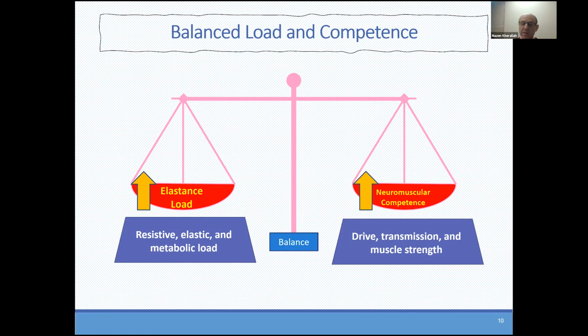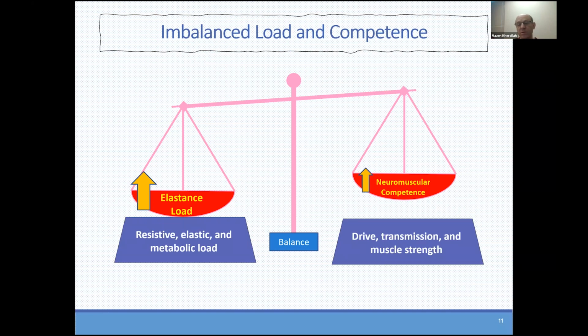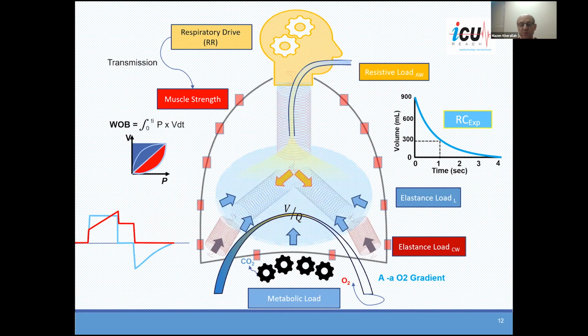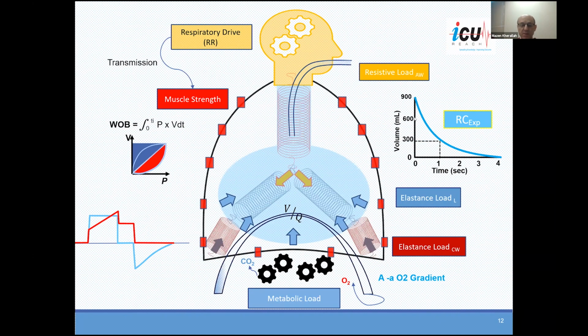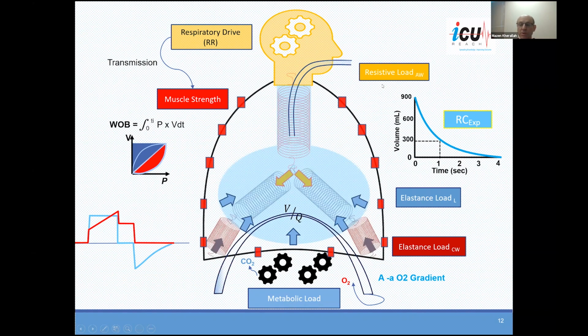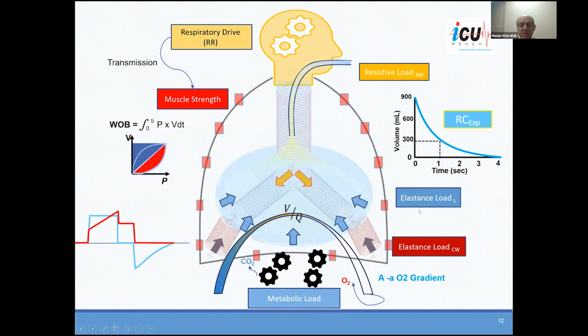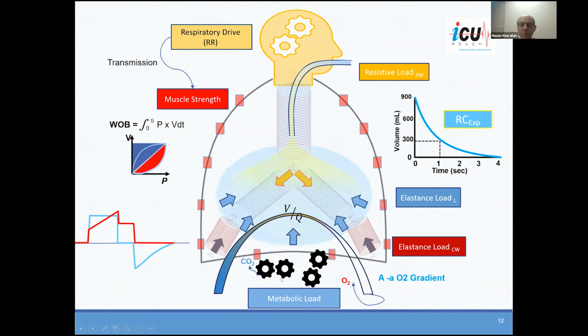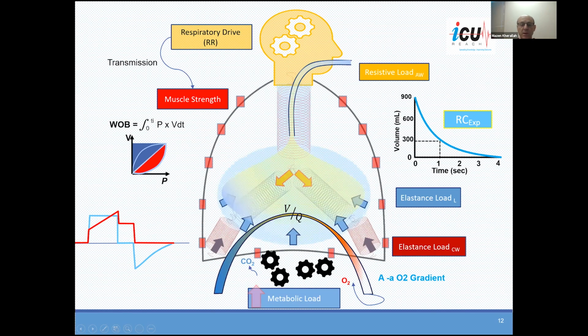However, if the patient gets tired, at that time the neuromuscular competence would go down, and at that time the patient would go into respiratory failure. So the third type of respiratory failure is actually the increased demand. You can see here the organs are actually functioning at a higher rate, and the metabolic load for that patient is increased. There is no problem with the resistive load. There is no problem with the elastic load. However, there's too much CO2 production in the body. And the patient would have a normal RC.